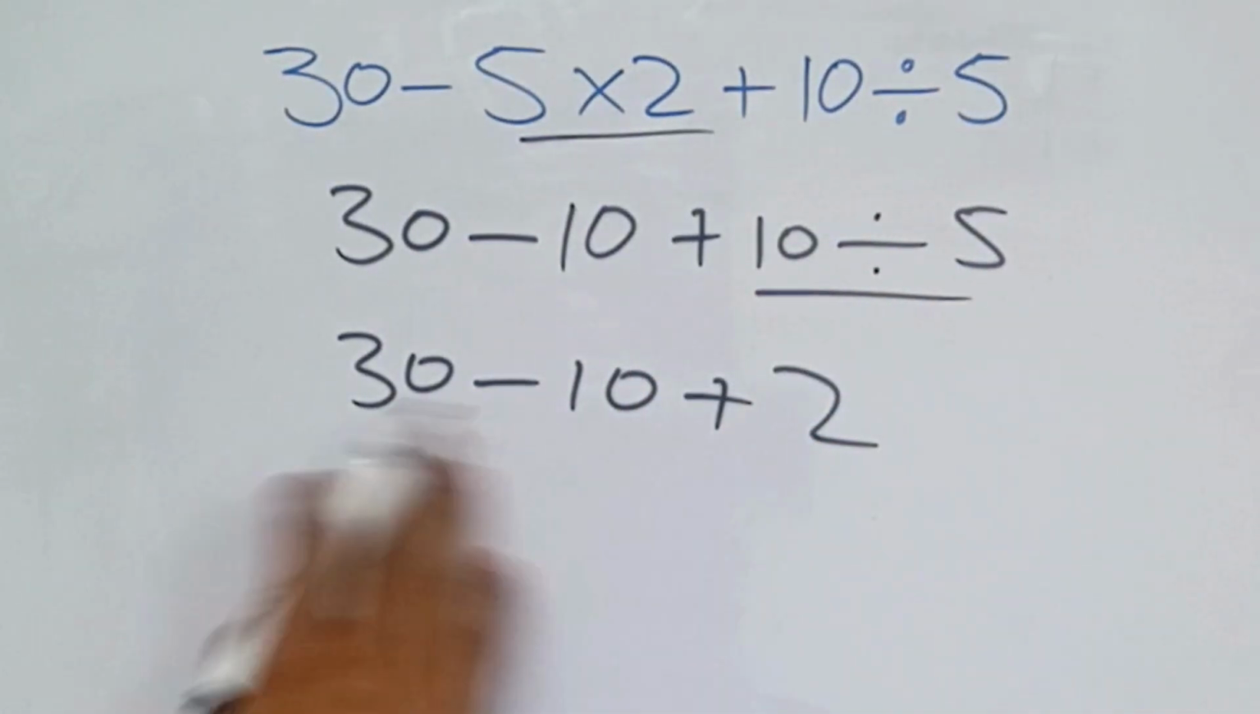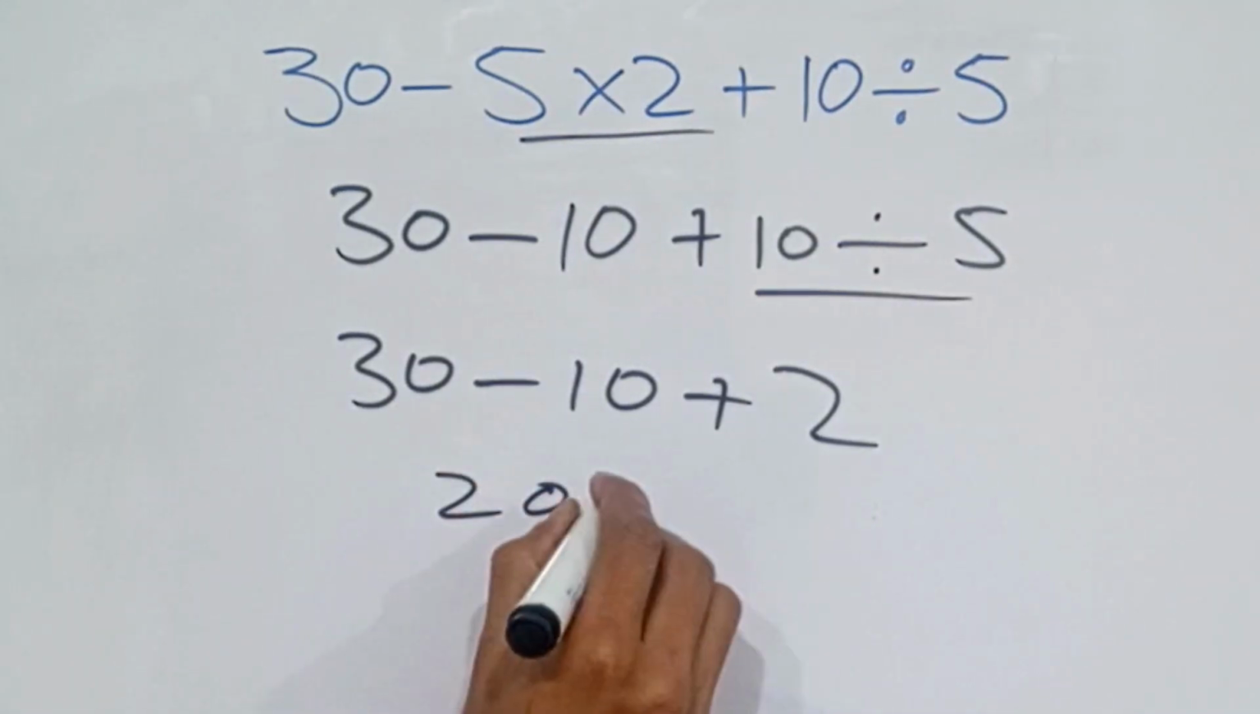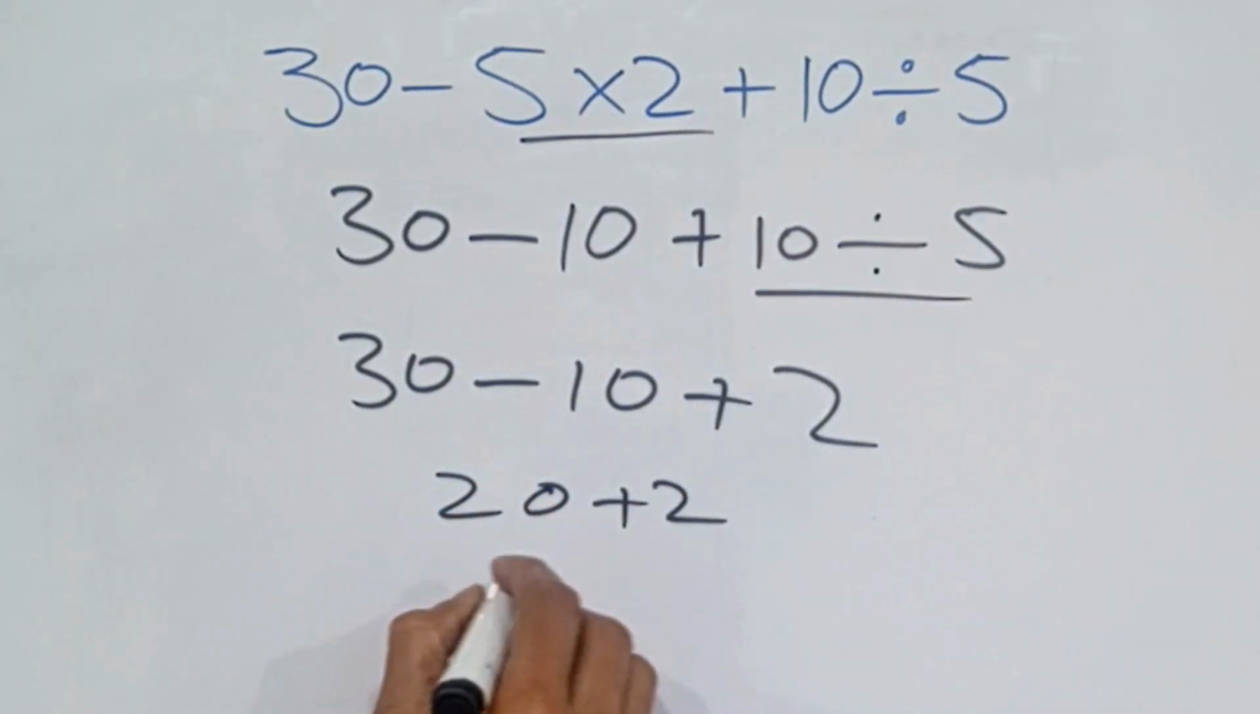Now addition and subtraction from left to right. So 30 minus 10 equals 20 plus 2, and 20 plus 2 equals 22.